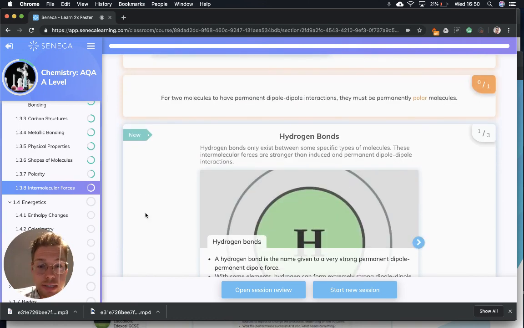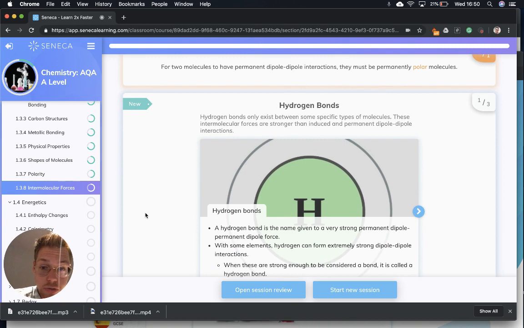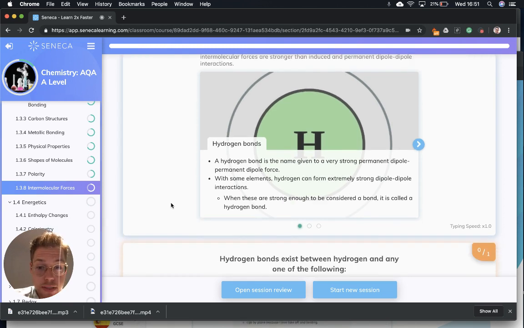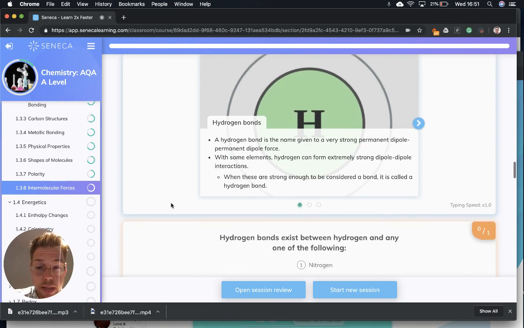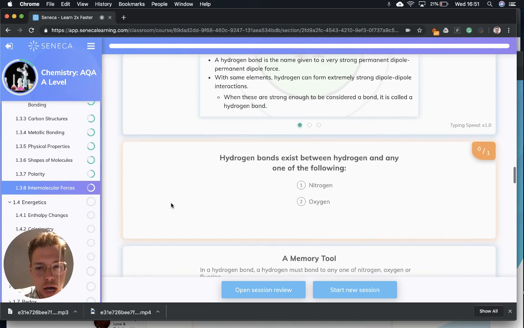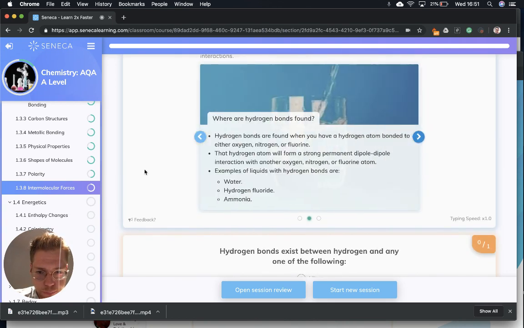Hydrogen bonds only exist between some specific types of molecules. These intermolecular forces are stronger than induced and permanent dipole-dipole interactions. A hydrogen bond is the name given to a very strong permanent dipole-dipole force. With some elements, hydrogen can form extremely strong dipole-to-dipole interactions. When these are strong enough to be considered a bond, it's called a hydrogen bond.